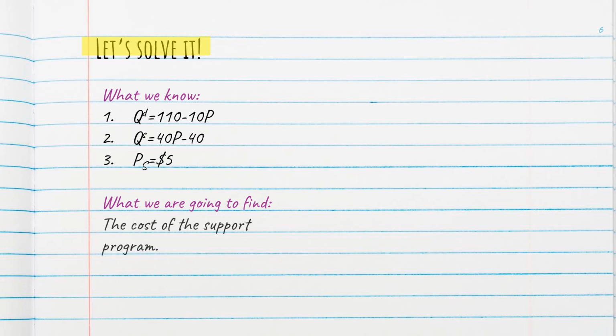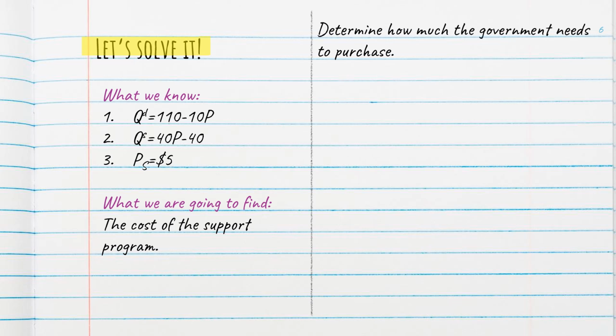We are trying to find the cost of the support program first. In order to do this, we need to figure out how much the government needs to purchase when the price is supported to $5. This is actually a relatively simple exercise. We need to figure out the difference between how many units are demanded by the market and how many units are supplied at this support price of $5. And the government is just going to buy the difference.